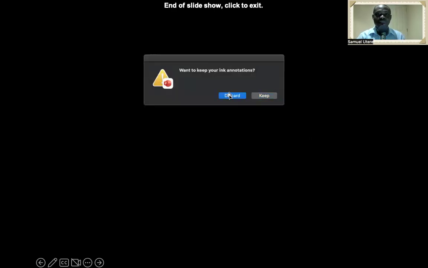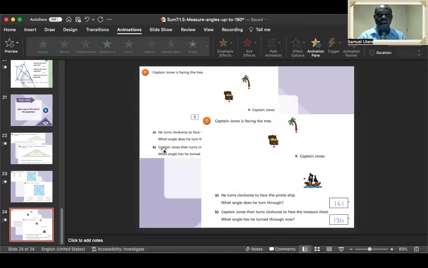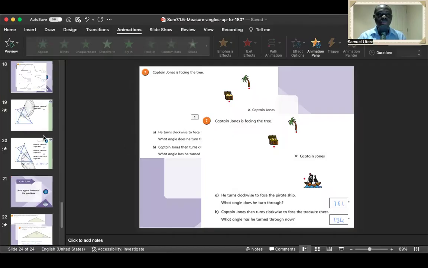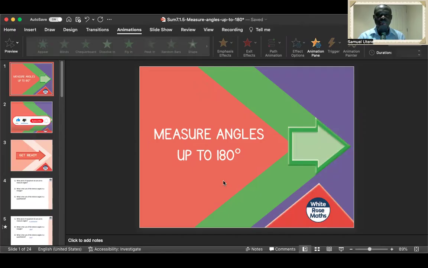And that brings us to the end of our lesson. So well done for sticking around, for learning how to measure angles up to 180 degrees.